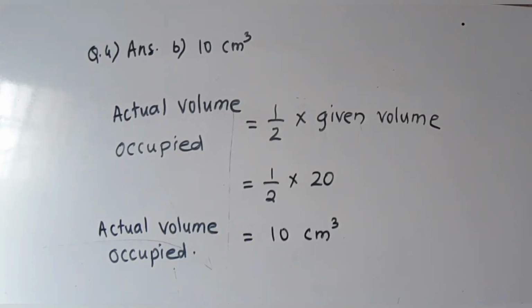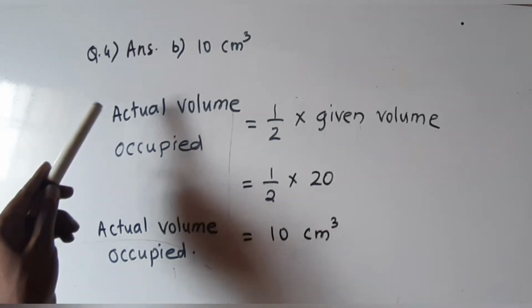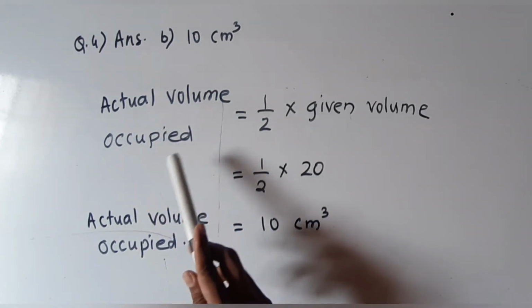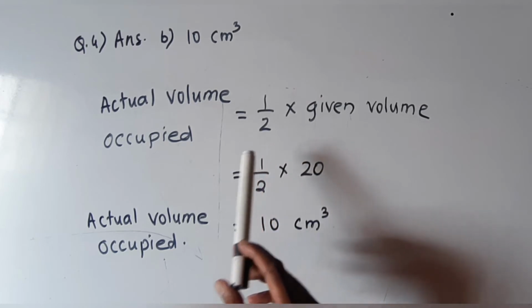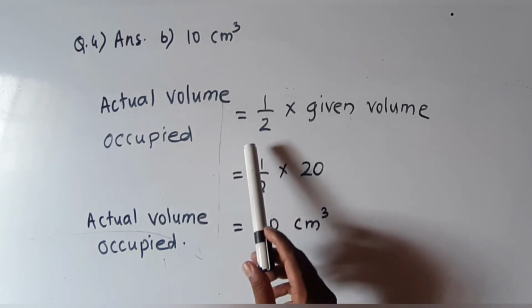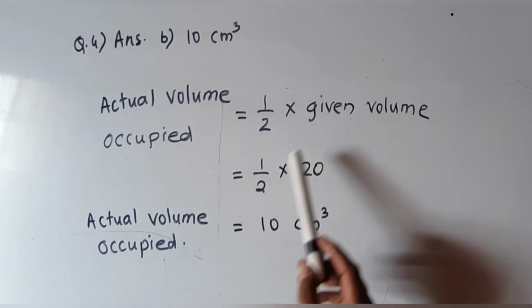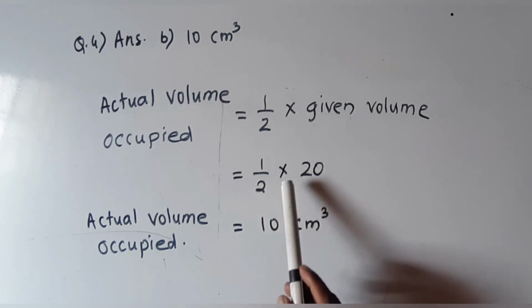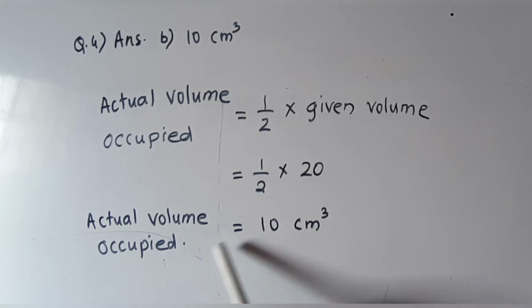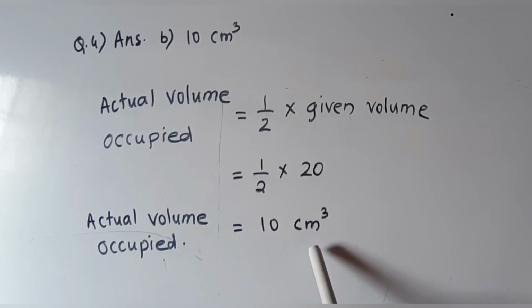What is the actual volume occupied by water molecules present in 20 cm cube of water? So correct option for question 4 is option B, 10 cm cube. So in water, half of the space remains unoccupied. So therefore actual volume occupied is equal to half of given volume. So that is equal to 1 by 2 multiplied by given volume, which is 20, and therefore actual volume occupied by water molecules is equal to 10 cubic centimeter.